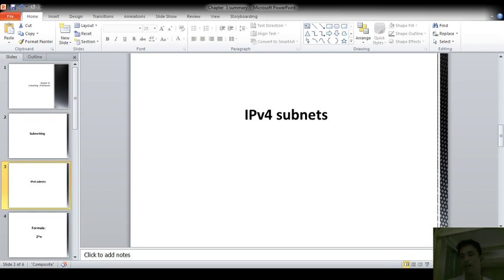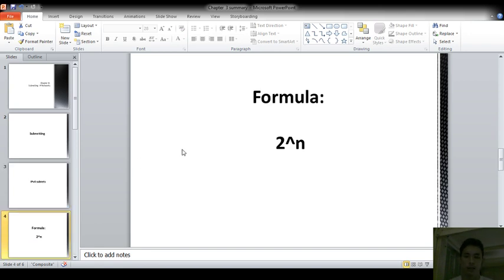So the next thing that we're going to tackle is the formula 2^n, 2 raised to n. This formula is used to calculate how many addresses will be available on each subnet. However, the network address and the broadcast address within a range are not usable. Therefore, to calculate the usable number of addresses, the calculation required is 2^n minus 2.